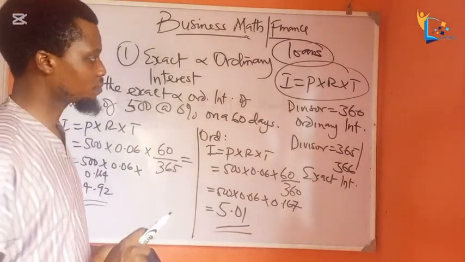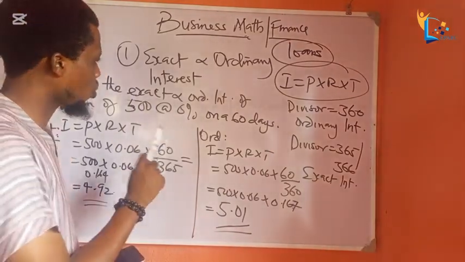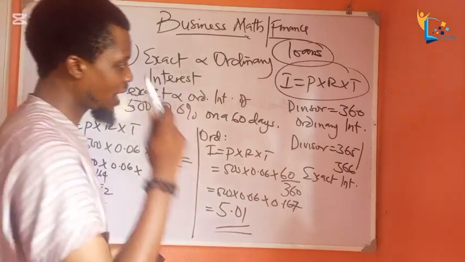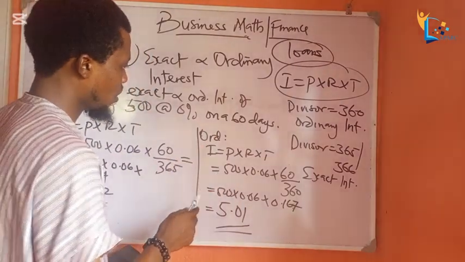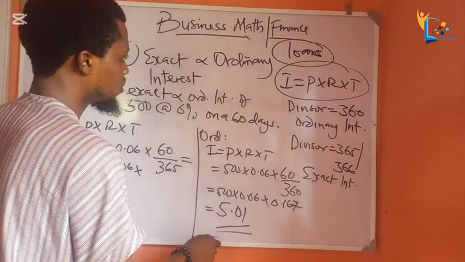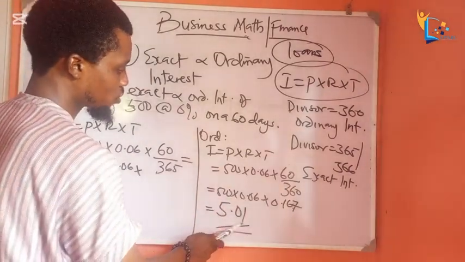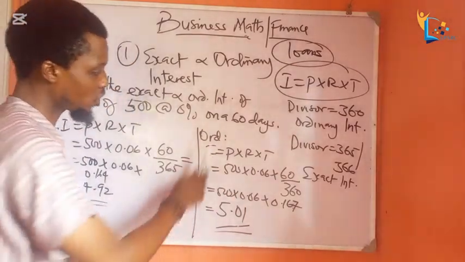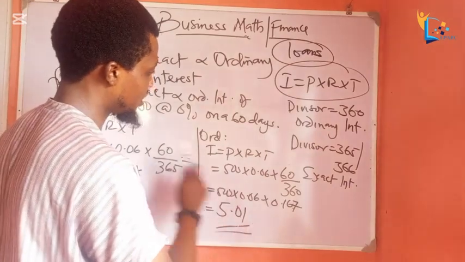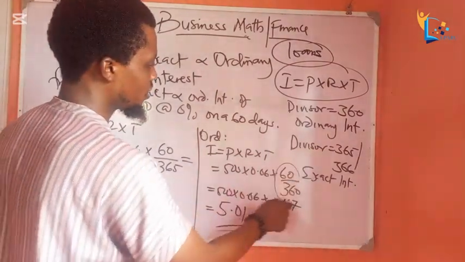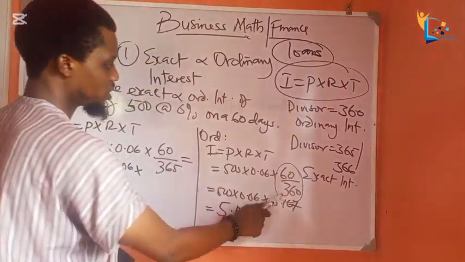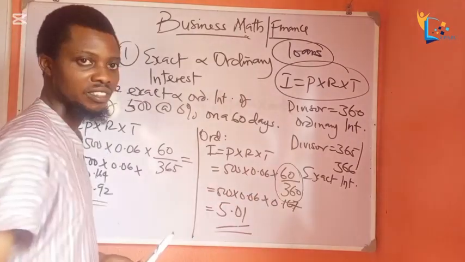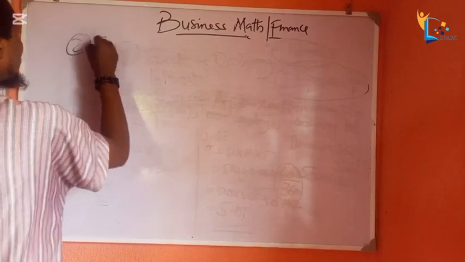In conclusion, what we may draw out of this is that lenders or bankers would like to lend to customers on the ordinary interest, because it yields more interest than the exact interest. Are we together? So they would like to lend money on the ordinary interest, where the time is divided by 360.